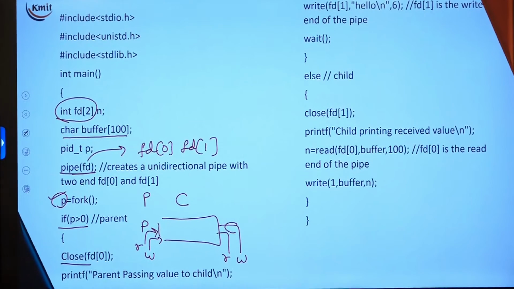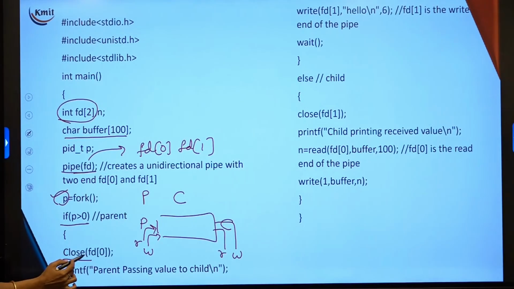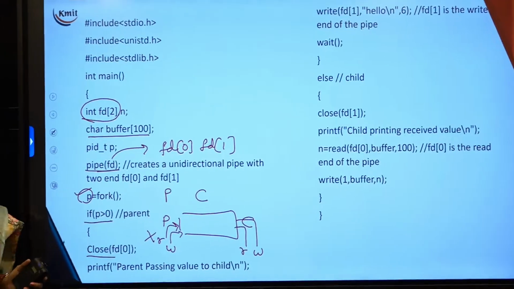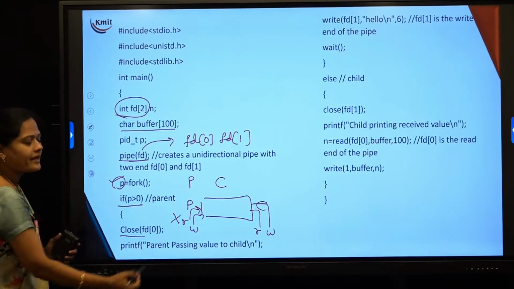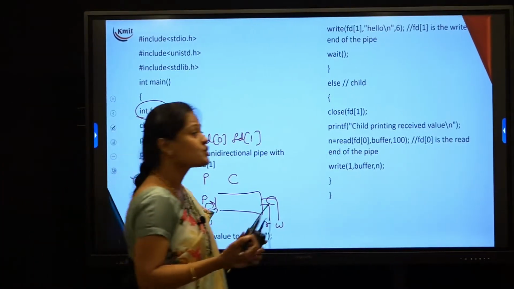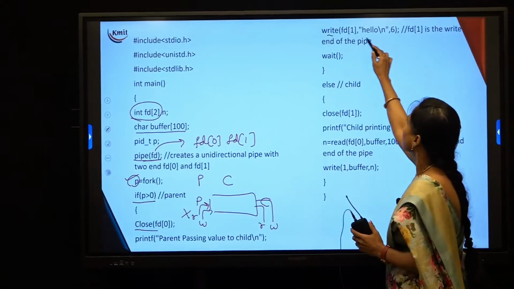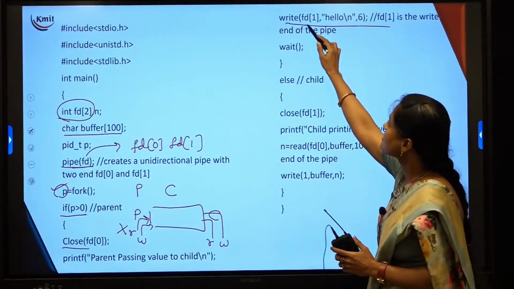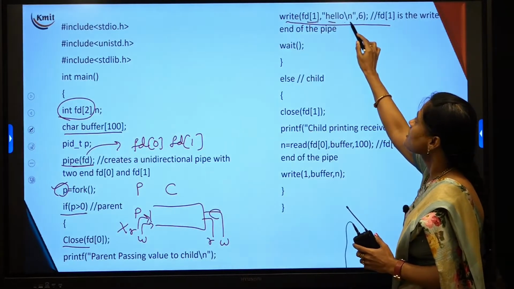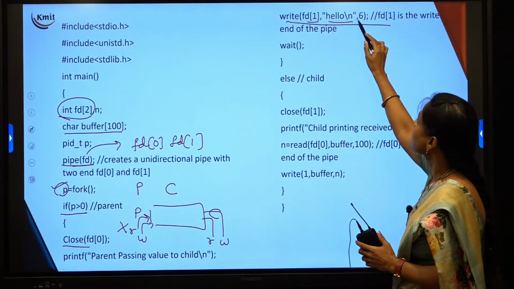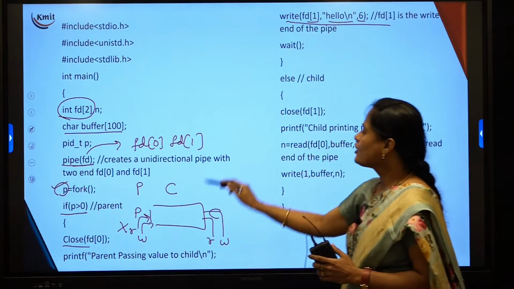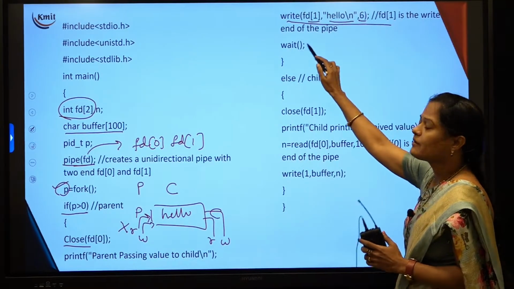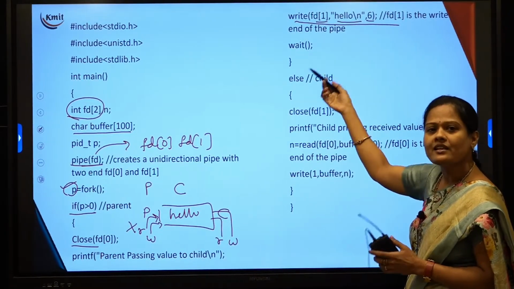Now the parent wants to write. So the first thing I have to do is close of fd of 0, which means I am just closing my read part because I want to dump the data. Here the parent is passing some value to the child. So how does it do that? That is done by your write command. Write, which descriptor will be used, fd of 1, and this is the actual message you want to put on the pipe, and this is the size of your message. So by this you are putting the data hello onto your pipe, and this makes the parent wait till the child has read the data.